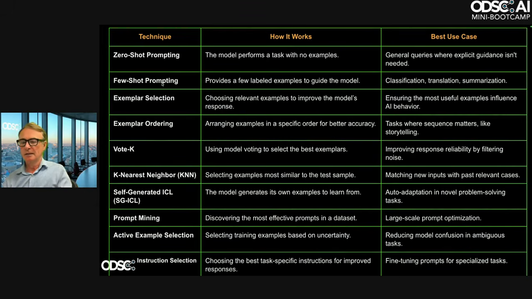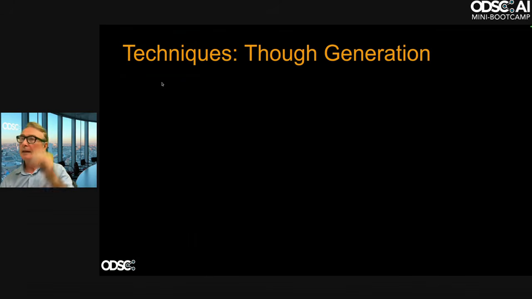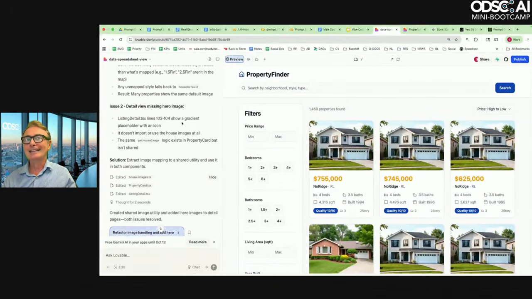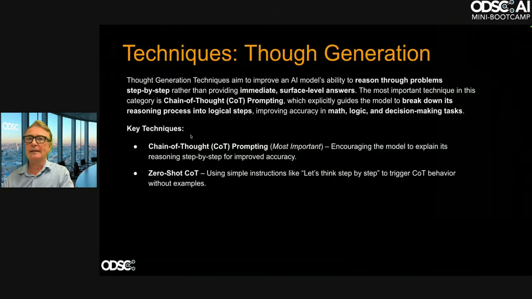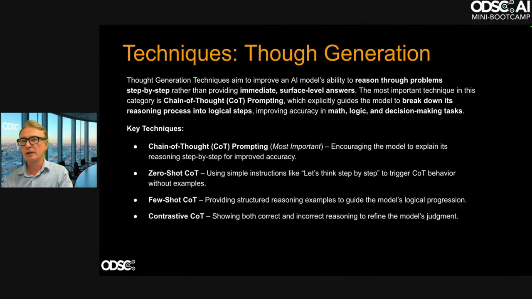So that's one technique. Then there's another class of prompt engineering what I do is thought generation. So again, I'm trying to get this model here to think. Chain of thought is one technique, zero shot chain of thought, few shot, contrastive. And this is interesting. So a lot of you may have not thought about this, but ask it to do correct and incorrect reasoning to refine the model judgment.